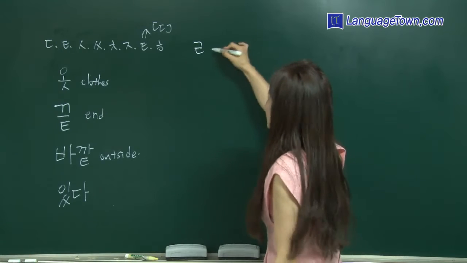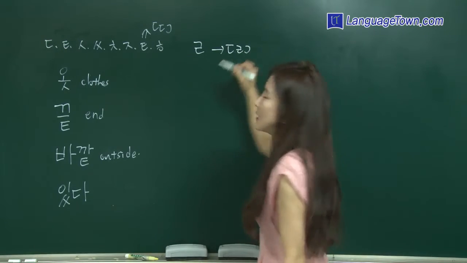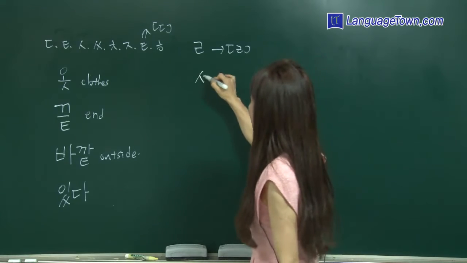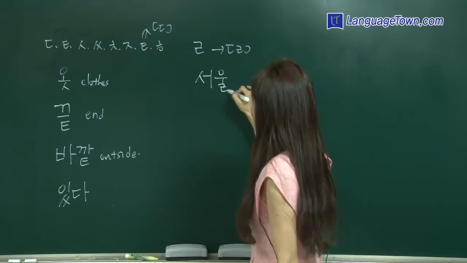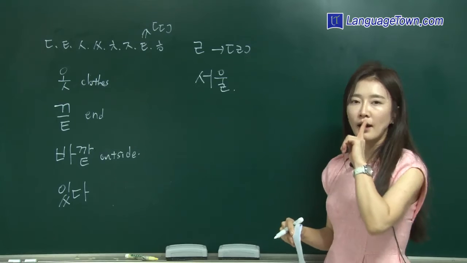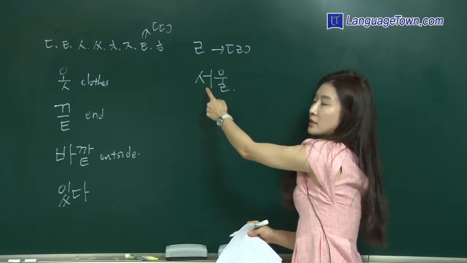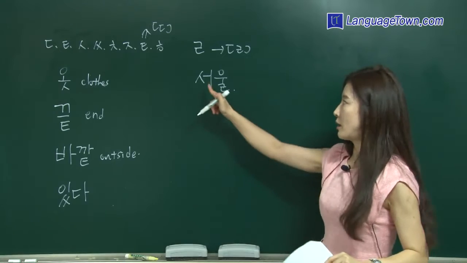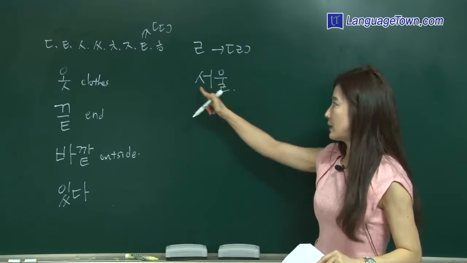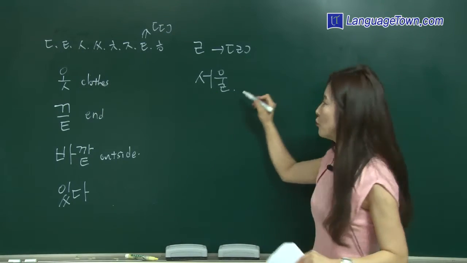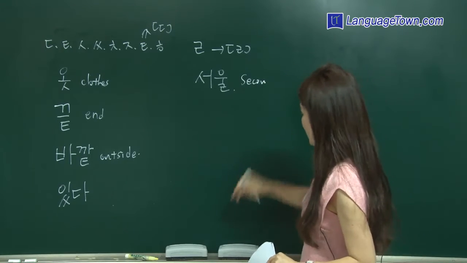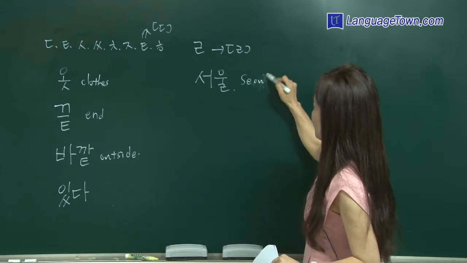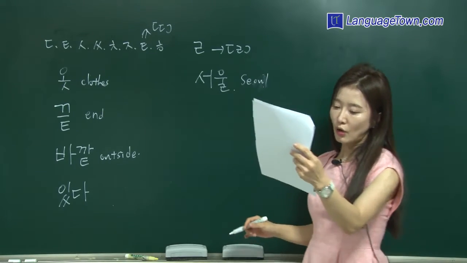The L sound is all 을 sound, right? Yes, this one. How can you read this? 서울. Yes, Seoul is 서울. Seoul is how to read this in Korean. So 서울, 서울.